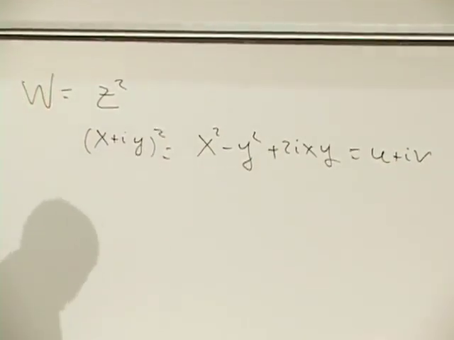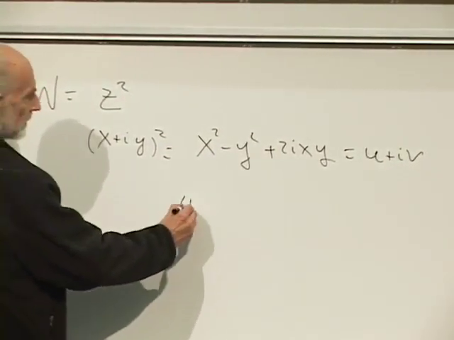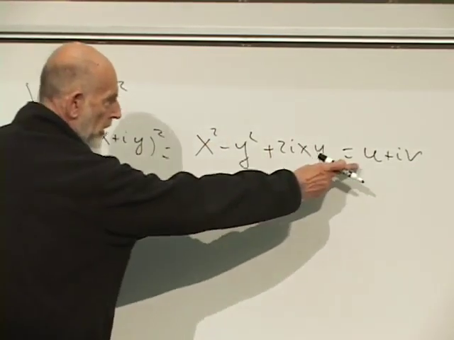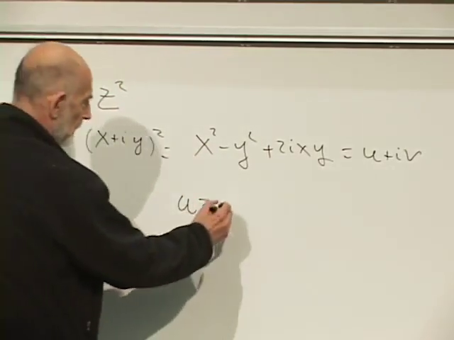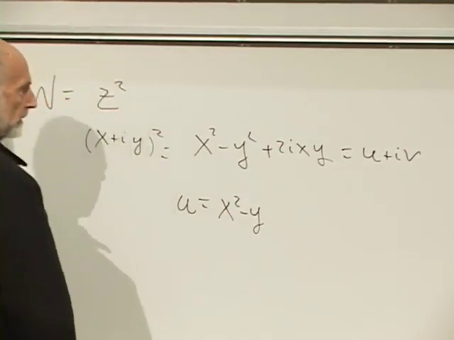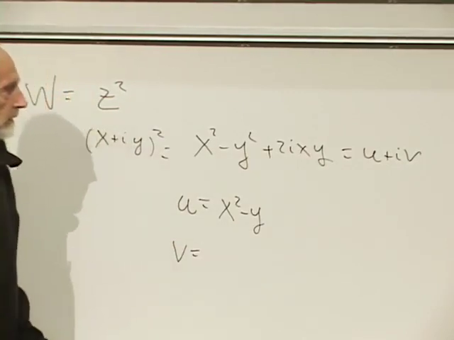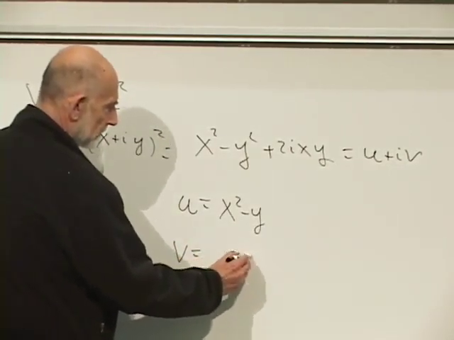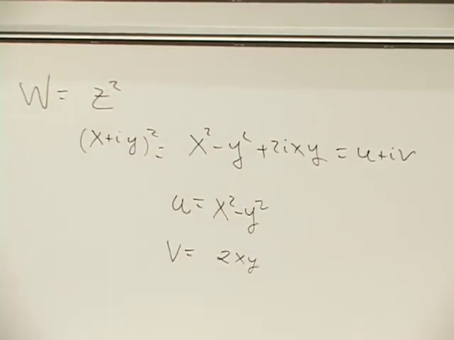w is equal to z squared. All right, so first of all, what is u? u is equal to x squared minus y squared. The real part of this side is the same as the real part of this side. What about v? Just 2xy. There's a square missing in the... Yeah, good. That's what you meant, right?